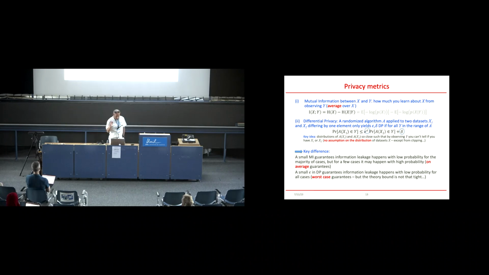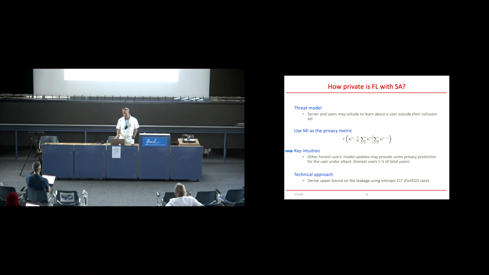What this means is that with mutual information, there is a guarantee that there will be no leakage for most of the cases. But there could be a few cases that things may go wrong. But so few, the probability is really small. Differential privacy pretty much says, no, there is not going to be any leakage with high probability for no scenario, no case. That's a thing to keep in mind. OK. So what do we do?